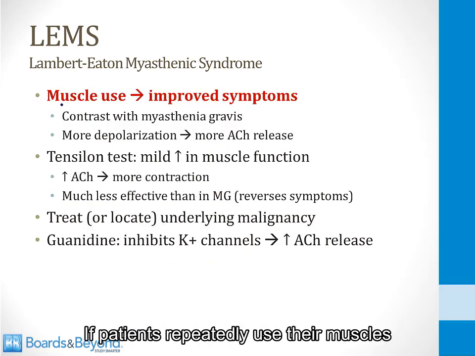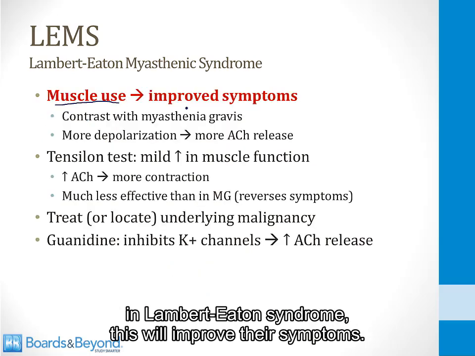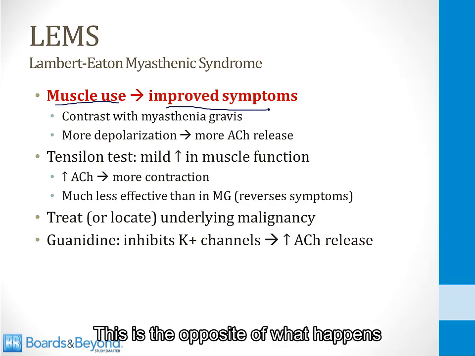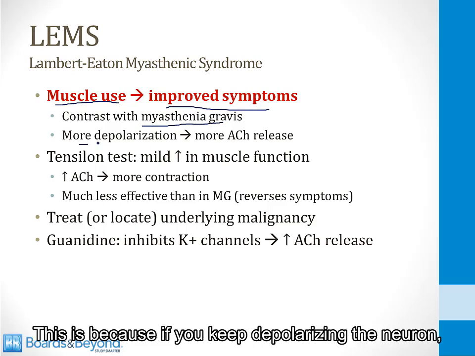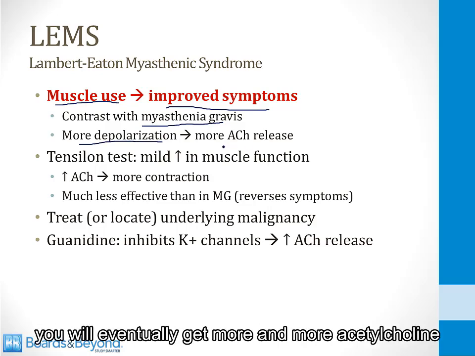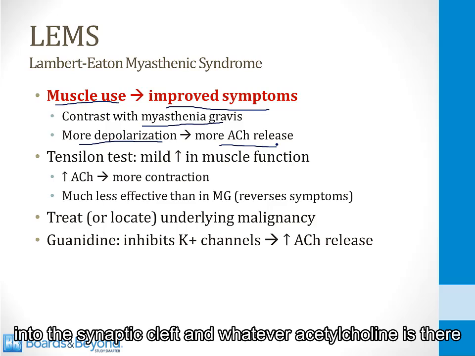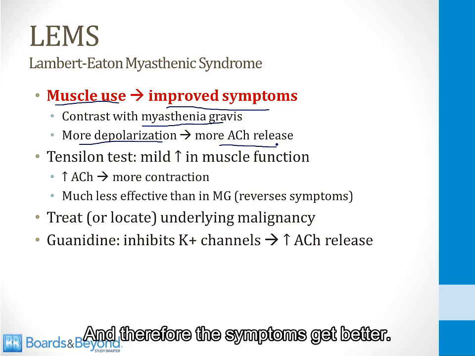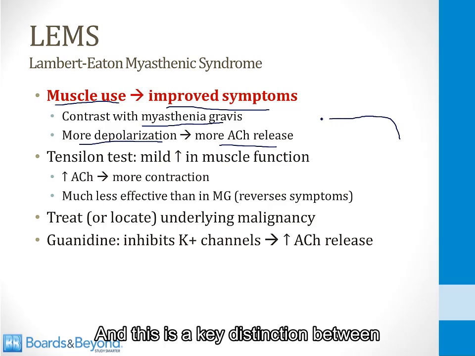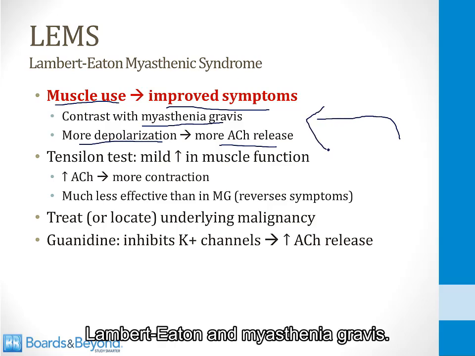If patients repeatedly use their muscles in Lambert-Eaton syndrome, this will improve their symptoms. This is the opposite of what happens in myasthenia gravis, where there's muscle fatigability. This is because if you keep depolarizing the neuron, you will eventually get more and more acetylcholine into the synaptic cleft, and whatever acetylcholine is there can work normally because there's no problem with blockade of nicotinic receptors, and therefore the symptoms get better. And this is a key distinction between Lambert-Eaton and myasthenia gravis.